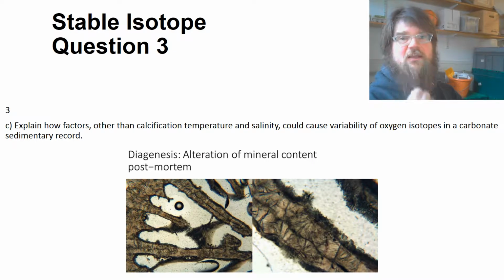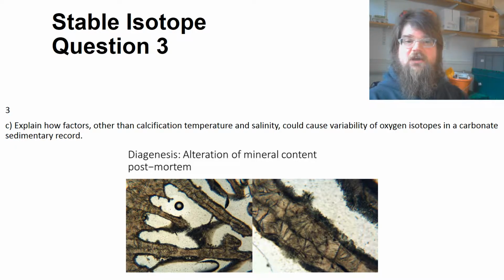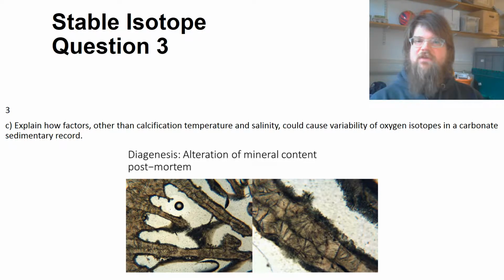The first thing that hopefully you should have thought of is that we could have had some diagenesis. We could have taken our lovely carbonate. This is an example of a thin section of a coral. And if we start to grow extra carbonate around the edge of that coral, you might be able to see these extra carbonates growing around the edge of the coral here.